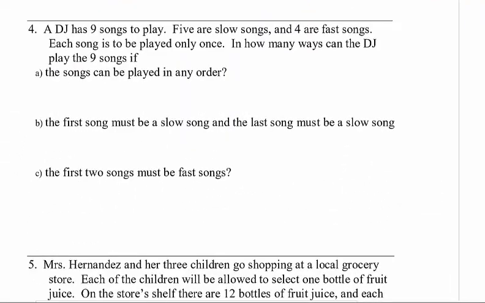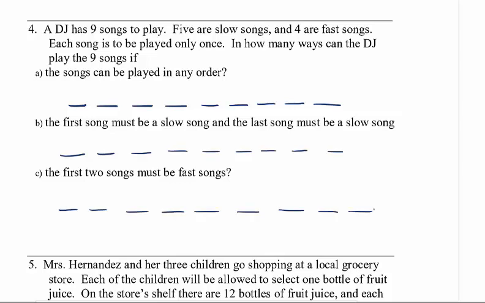Go ahead and read number 4. Try to do A, B, and C. So we have a DJ, 9 songs. So 1, 2, 3, 4, 5, 6, 7, 8, 9. There are 5 slow songs, and there are 4 fast songs. Each is played only once. What does that mean? That means no repetition, which is really important when we're talking about a permutation.